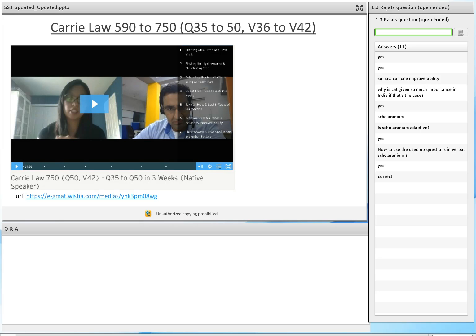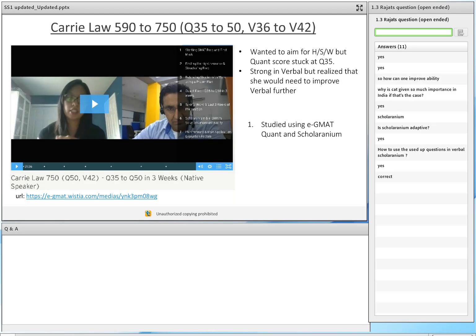Here's an example of a student who wanted to aim for Harvard, Stanford, and Wharton, but her quant score was stuck at Q35. She was pretty good in verbal. She had a V36 to begin with, but she realized to get to a 740 plus score, she needed to improve on quant further.